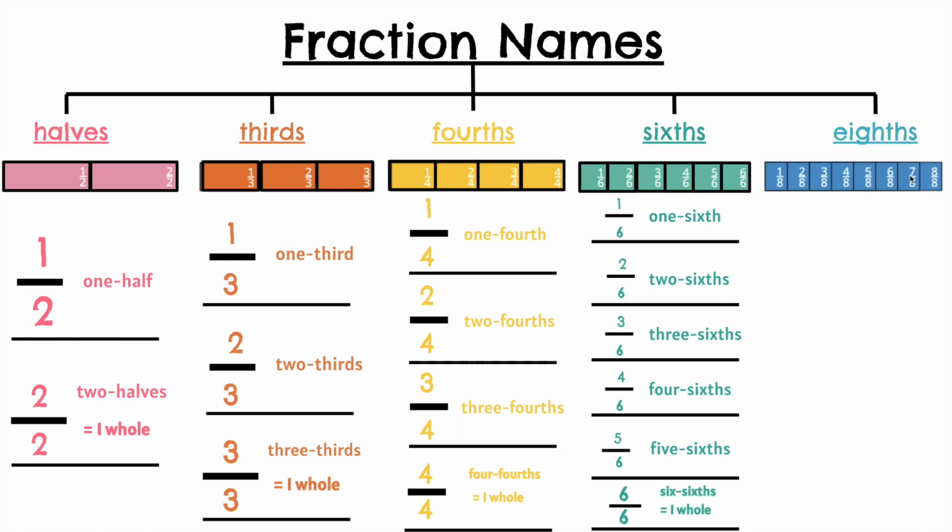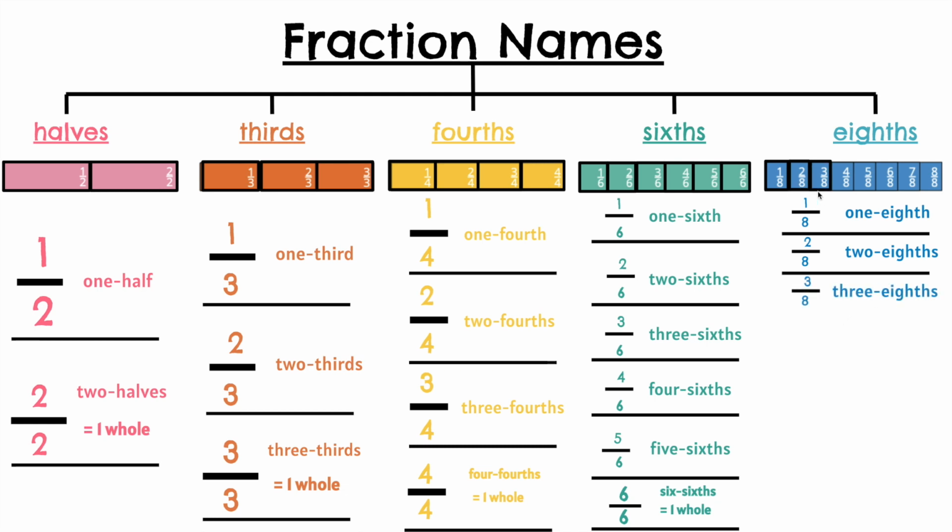Here we have eighths, a whole that is split or cut into 8 equal parts or pieces. One of them is worth 1/8. 2 gives us 2/8. 3 would be 3/8. We have 3 of the 8. Then we go on to 4/8, which means we have half of them.